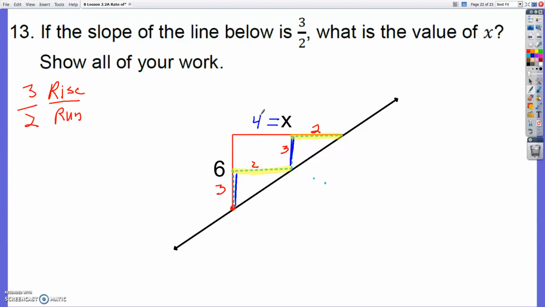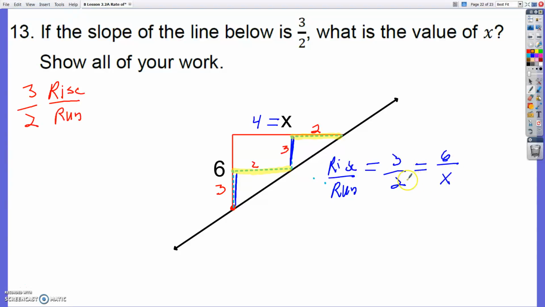Another way we can do this is we can set these ratios equivalent to each other. We'll look at this method a little bit more next lesson, but I want you to realize all ratios are equivalent in slope. So let me take a step back. If I set the ratio of rise over run, and I went up 3 and over 2, that ratio is going to be equivalent to if I went up 6 and over a mystery amount.